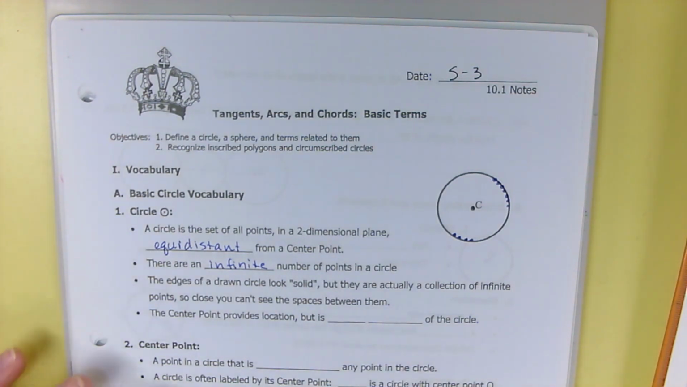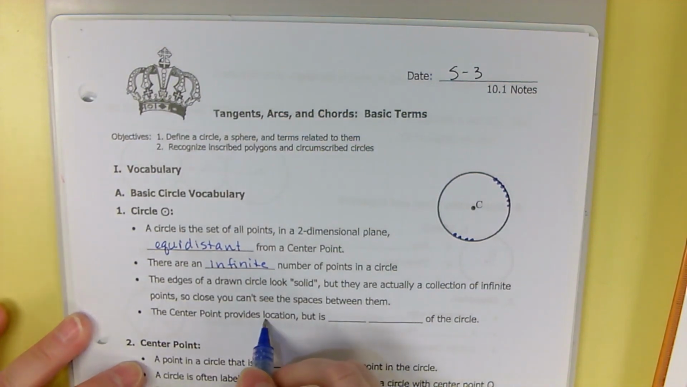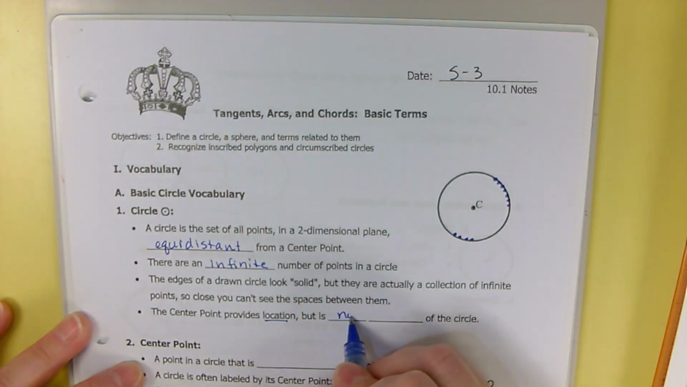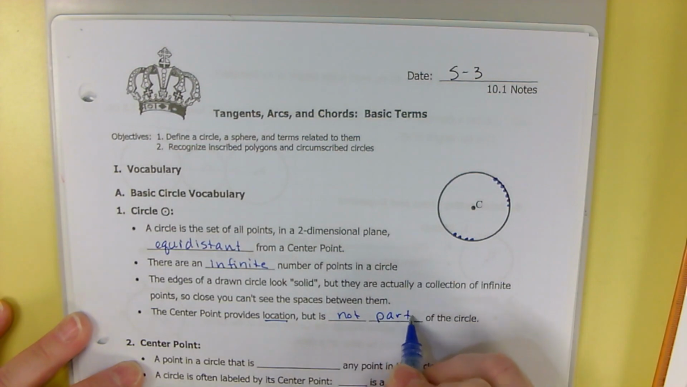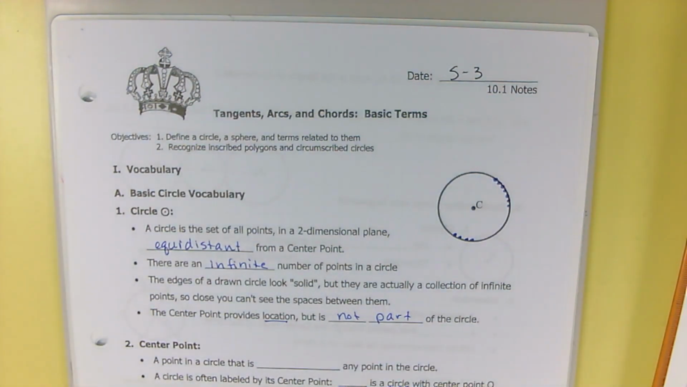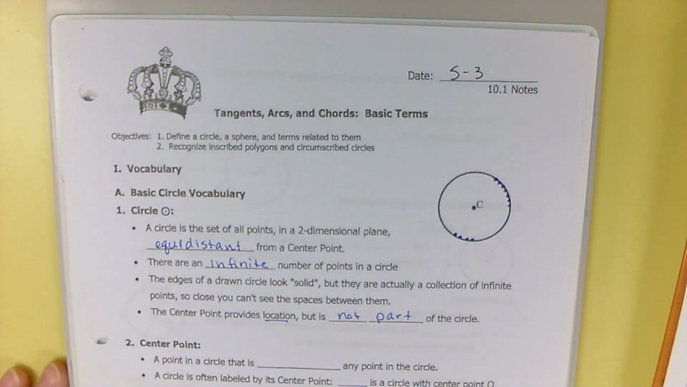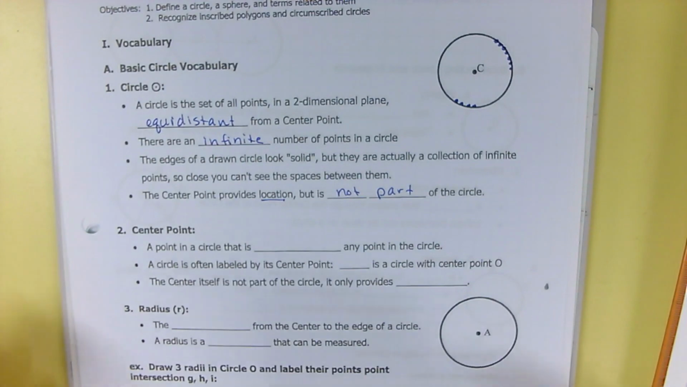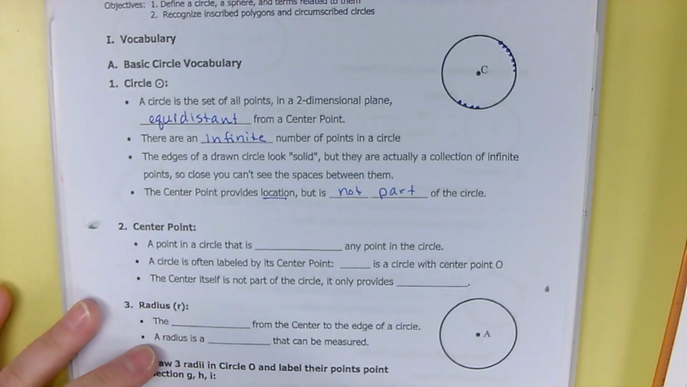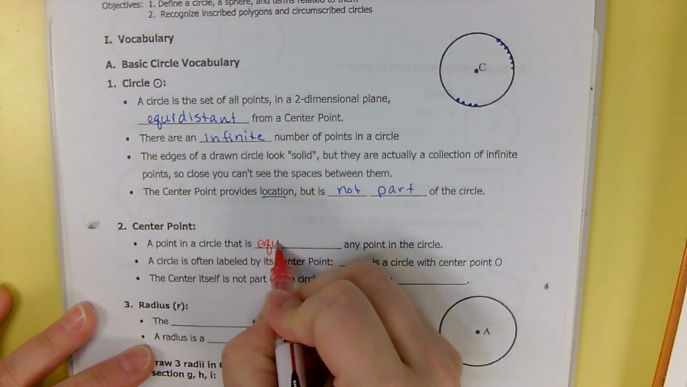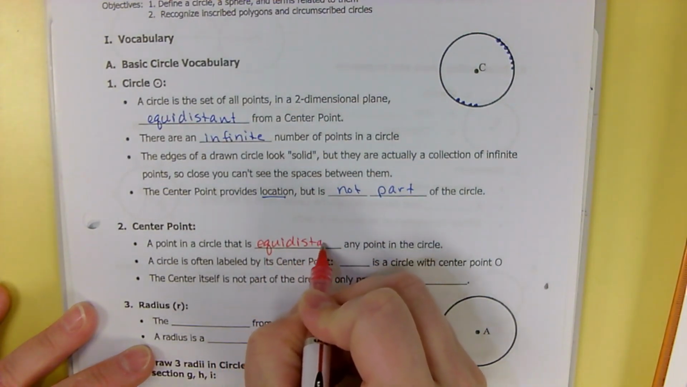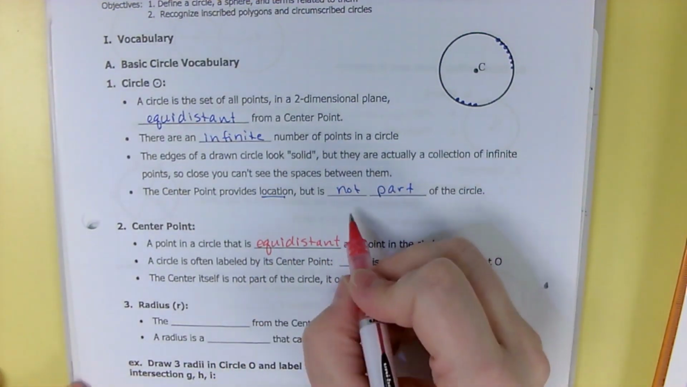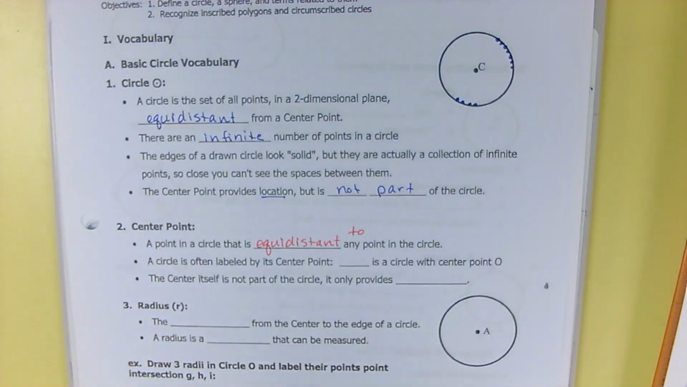The center point provides location, but is not part of the circle itself. So the center is used to designate where the circle is. It is not mathematically part of the circle itself. Okay, so center point. Center point is a point in a circle that is equidistant to any point in the circle.